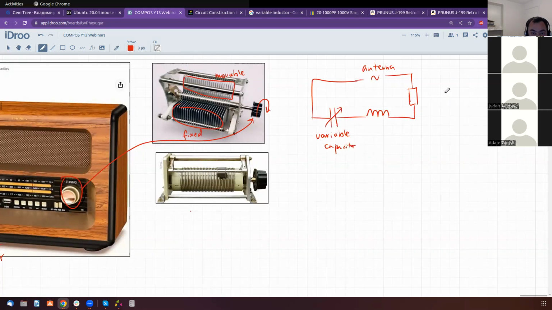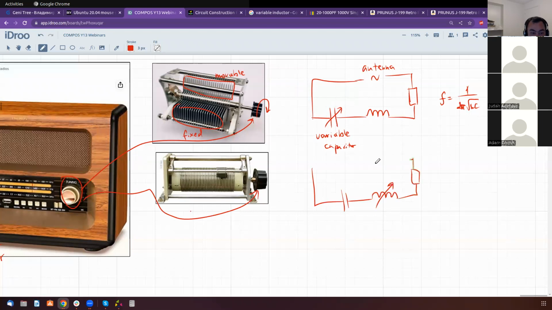And the frequency is 1 over 2 pi square root LC. So if you vary the capacitance, you can change the frequency. Or you can use a variable inductor. It's the same knob, but different device. It's a variable inductor. In this case, it's a fixed capacitor and a variable inductor.